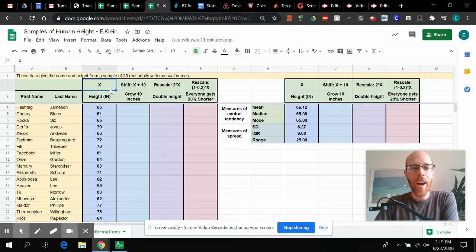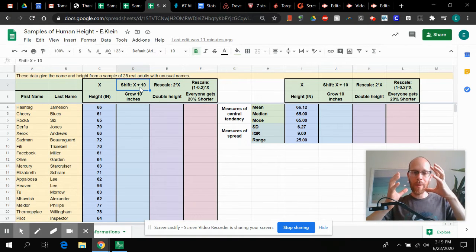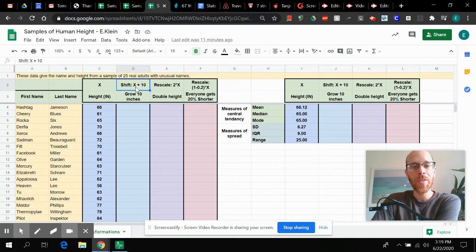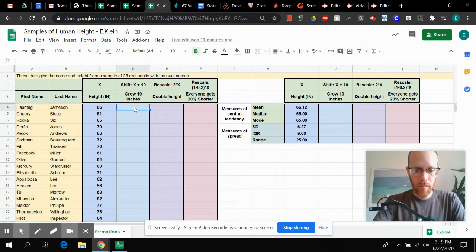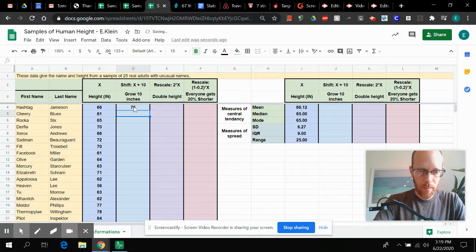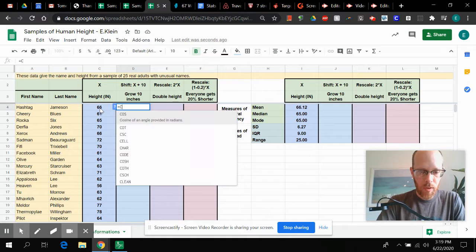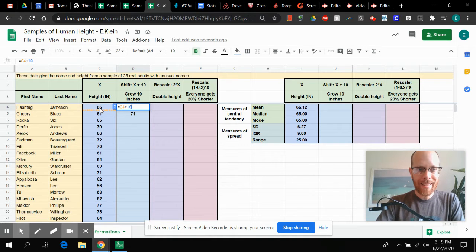If X is their height, you can see that I wrote X here, then we would call this a shift, because it's going to shift each one of their heights over by 10 inches. And that shift would be X plus 10. And rather than manually saying, well, this one would be 76 and this one would be 71 and so on, what we're going to do instead is say this cell is equal to taking what was in this cell, C4, and adding 10 to it.